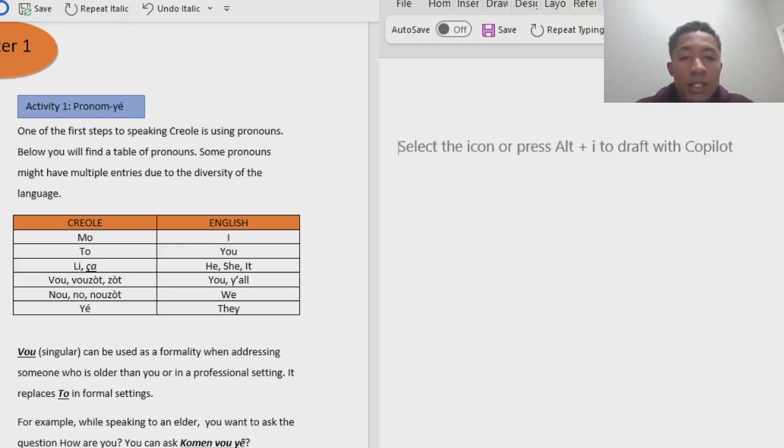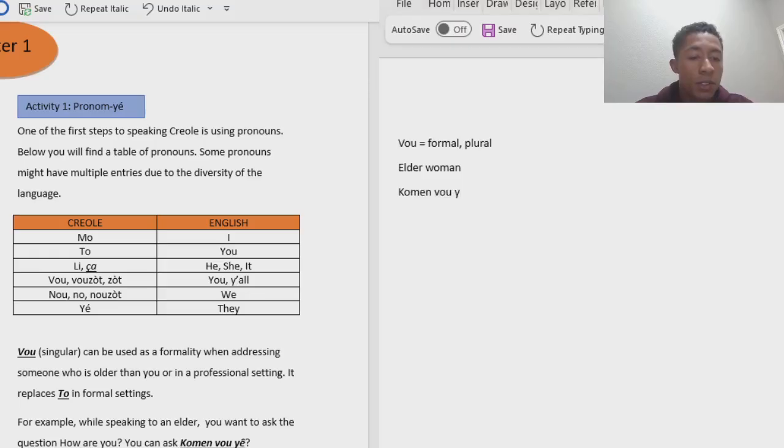Now one thing that is important to understand is that vous can be used in a formal setting. So think of it as formal and plural. So you might, for instance, have an elder woman, and you ask her the question, how are you? You say, comment vous ye. Let me switch this to the French keyboard. Comment vous ye. However, this exact same phrase can also be translated as, how are y'all?